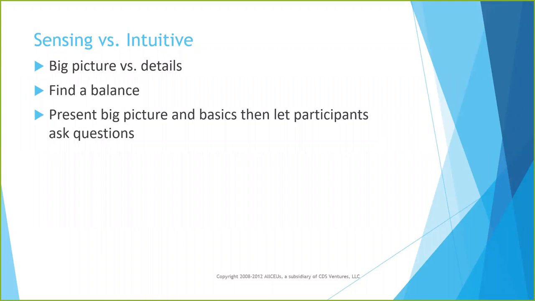You also have to consider whether people want the big picture or the details, and you've got to find balance. If you present too much of the big picture and get caught up in meta concepts, people will start to fade out, get lost, and daydream. If you present too many details, they may get overwhelmed. So present the big picture and the basics, then let participants ask questions.